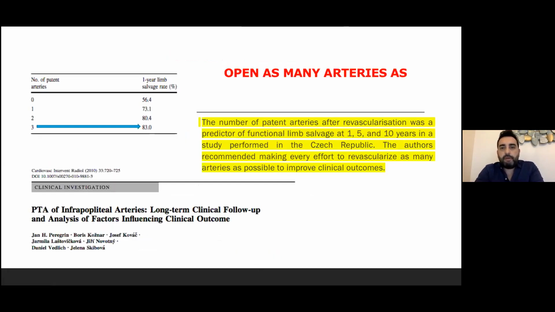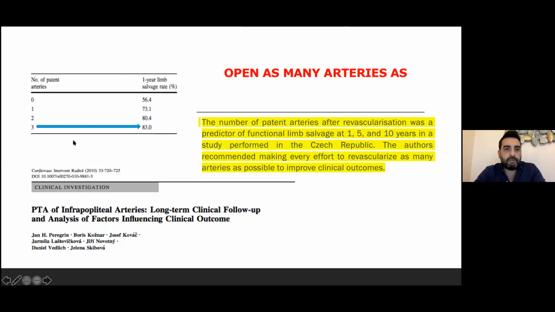And the other approach, one of the important approaches, is to open as many arteries as possible. The number of patent arteries after revascularization was a predictor of functional limb salvage at 1, 5, and 10 years in a study performed in the Czech Republic, Peregrin et al. The authors recommended making every effort to revascularize as many arteries as possible to improve clinical outcomes.